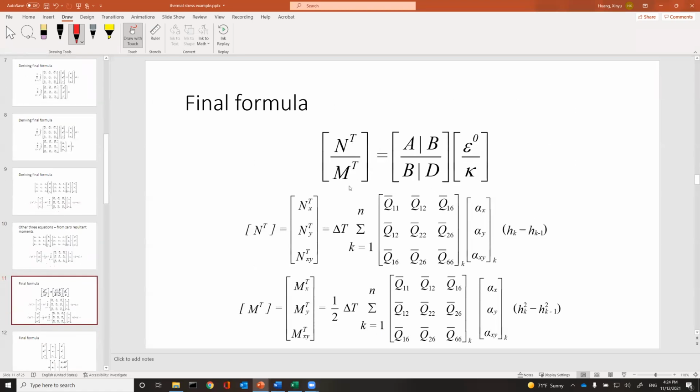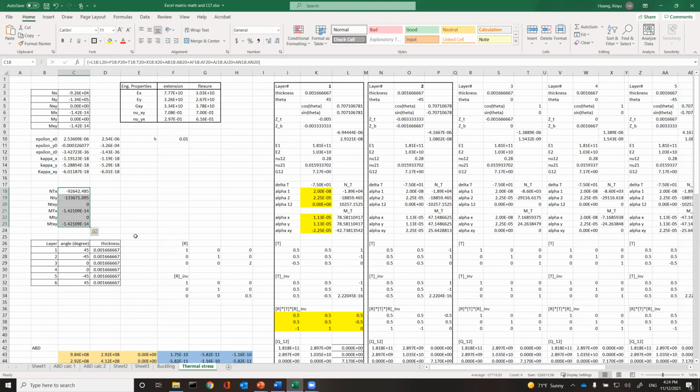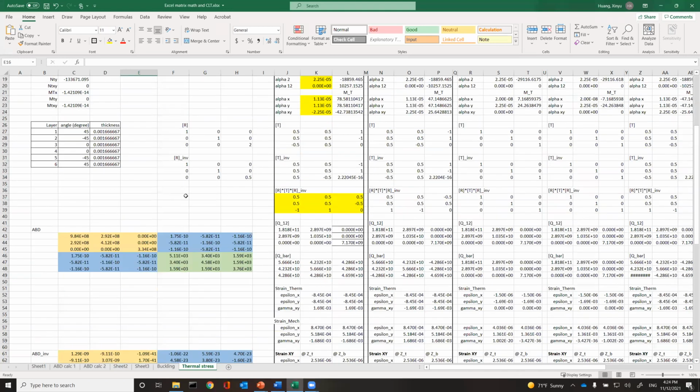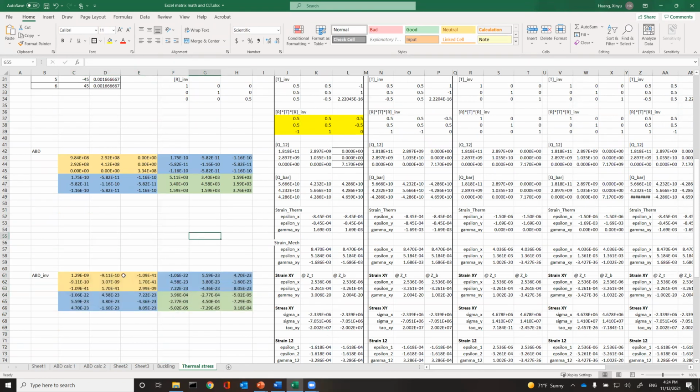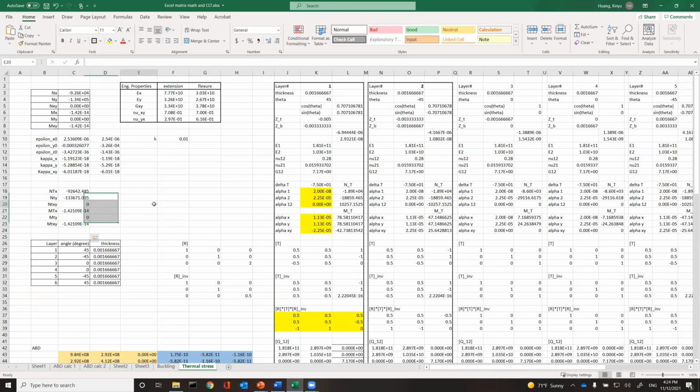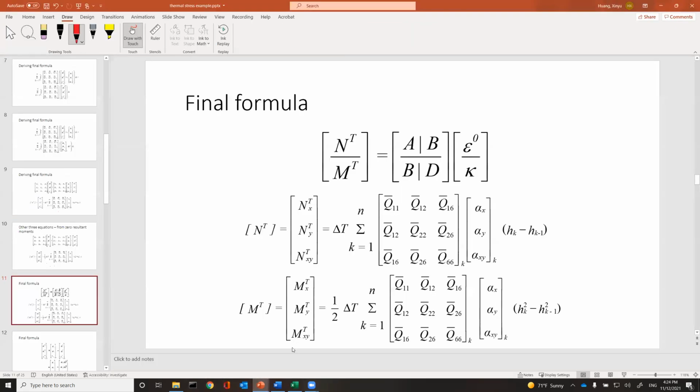I have my NT and MT. The ABD matrix is built the same way. It's no different than before, so you already have that. What I did is, this is normally where I put mechanical loading. I just copied all the thermal loading into that place. So this ends up solving the thermally induced problem. See, I copied this into here. Then my calculator will automatically solve this equation by multiplying that vector with the inverse matrix. This is the inverse ABD. I multiply inverse ABD with this vector here, and I get this vector here. This vector is epsilon 0 and kappa. That's the thermally induced in-plane stretching and curvature terms.